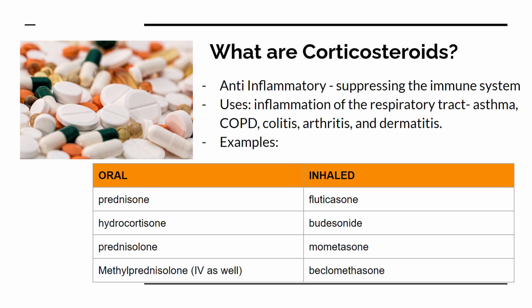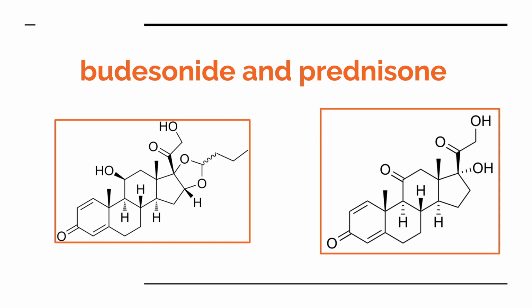There are a few different kinds of corticosteroids. The most common is glucocorticoids, which includes prednisone, methylprednisone, and dexamethasone. Budesonide is a synthetic form of a glucocorticoid. We will be taking a closer look at two examples. One is a glucocorticoid and the other is a synthetic glucocorticoid. The first one is prednisone and the second is budesonide.